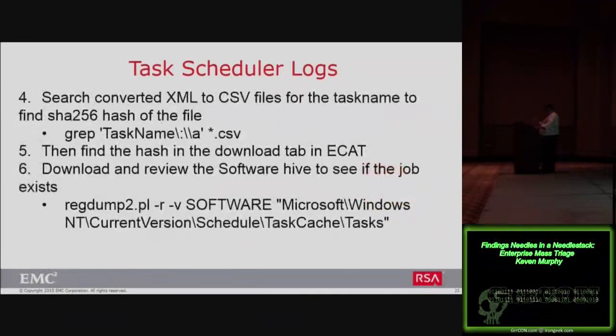So then, I can go back. I'm going to search the scheduler logs to identify which file it came from. And then, basically, like I did everything else, I'm going to look at the download tab within ECAT to figure out which machine it came from, and then do a deeper dive.